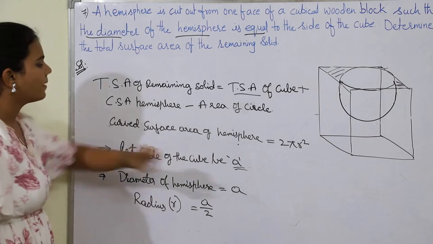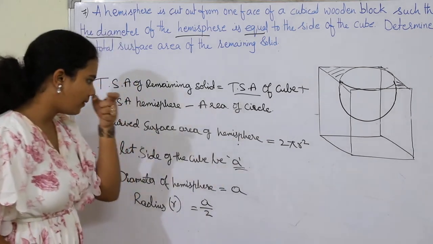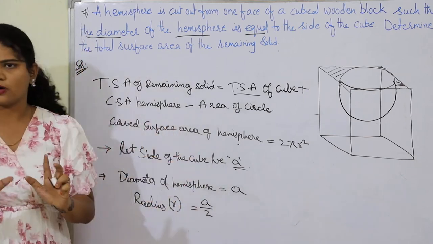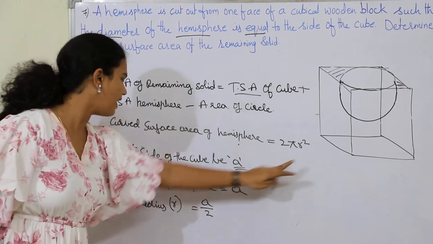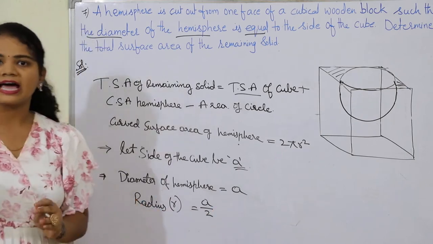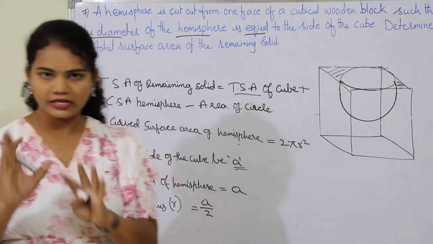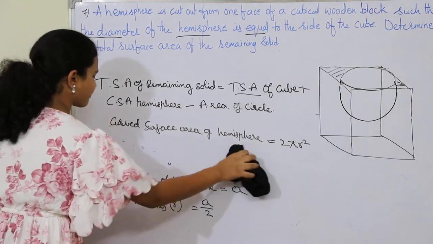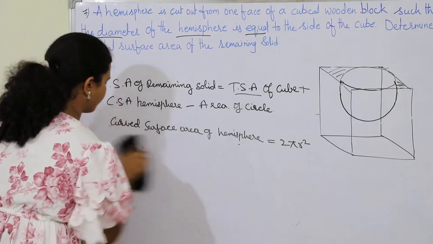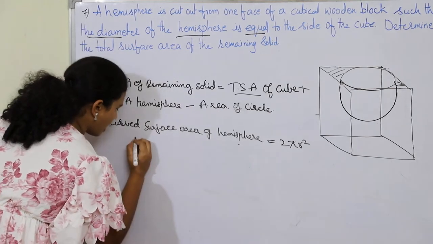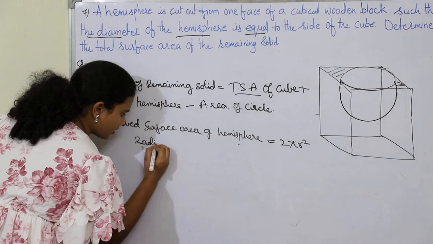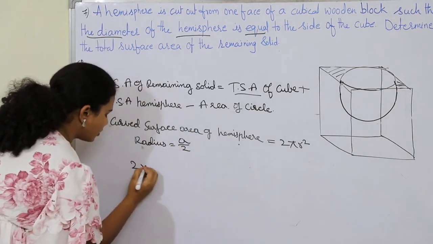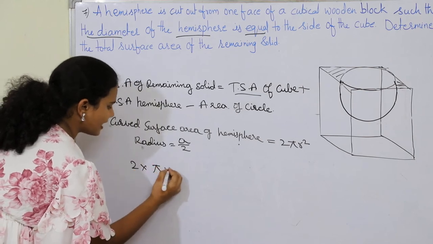So here 2 pi r square, 2 value I know and pi value as well, 22 by 7, but in this given question let pi value be pi. Okay, now next you have r, where r equals A by 2. Radius I have taken like A by 2. Now just substitute this value here. Radius equals A by 2, right? So now just substitute 2 into pi value, let pi value be pi.